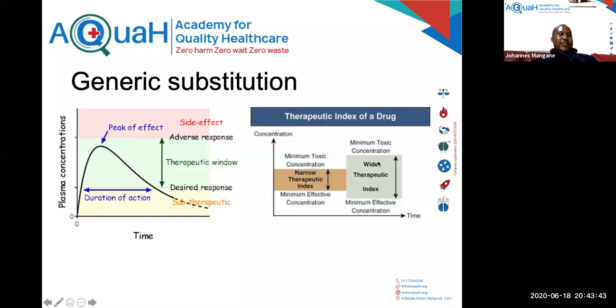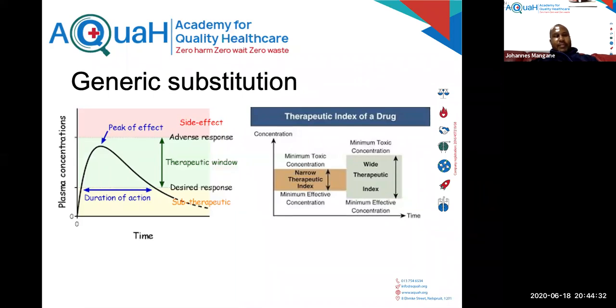So drugs with a wider therapeutic index would have a wider space where the drug would not reach its toxic concentration quickly. Whereas a drug that has a narrow therapeutic index reaches its toxic concentration quicker after you have taken a few doses. So this adverse response, the side effects, are dose dependent. So that means this peak here, this line, it goes down. So you find that the line is somewhere here. So it's very narrow. So that's the reason for those drugs, we are not allowed to substitute them.